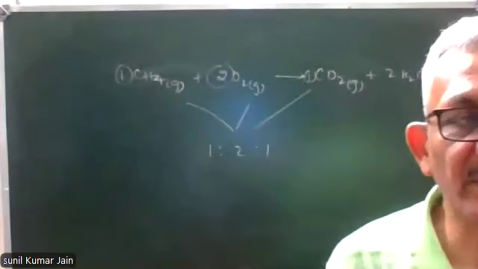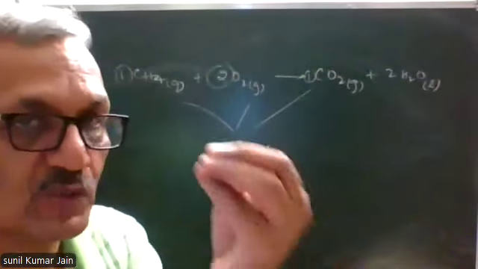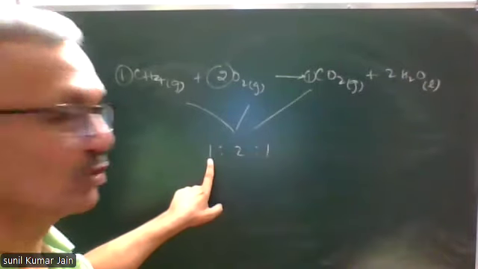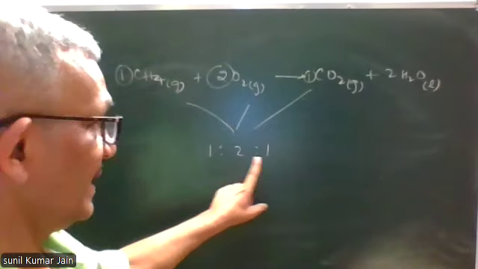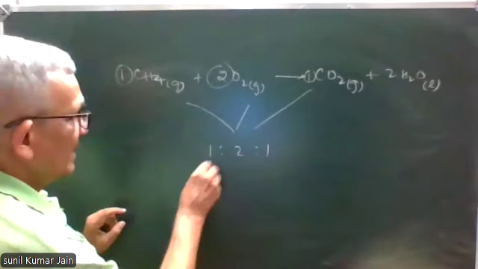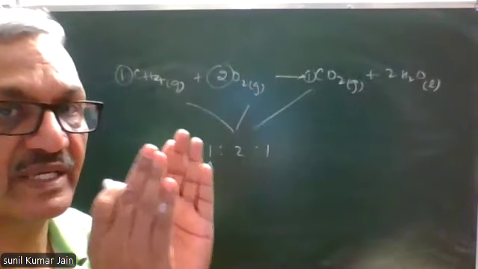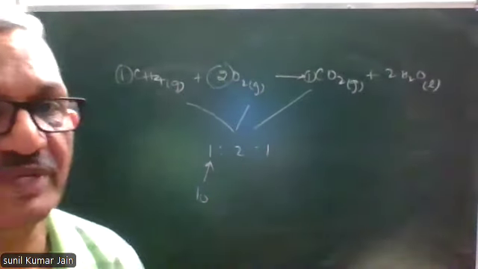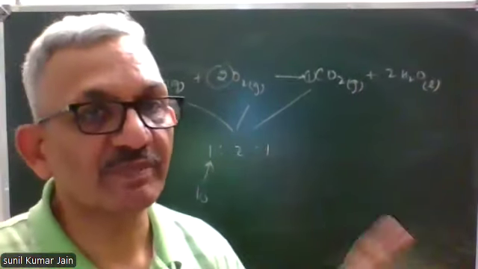Now, how do I apply it? How do I apply it for solving numericals? Listen verbally, it's very simple. When 1 liter of methane is consumed, 2 liters of oxygen will be consumed and 1 liter of CO2 will be produced. If 10 liters of methane is burnt, for that 20 liters of oxygen will be consumed and after the reaction 10 liters of carbon dioxide will be produced.